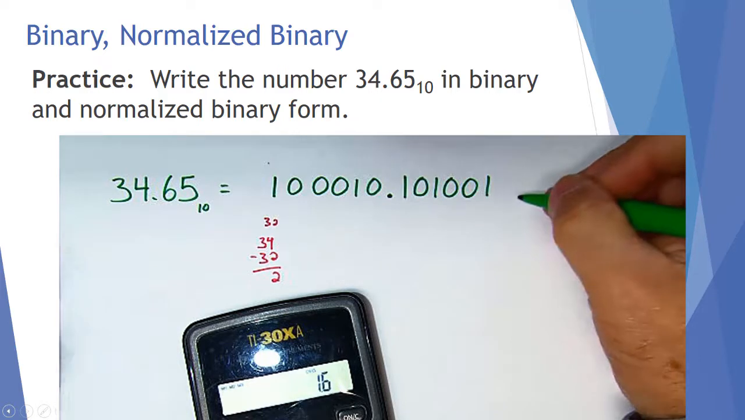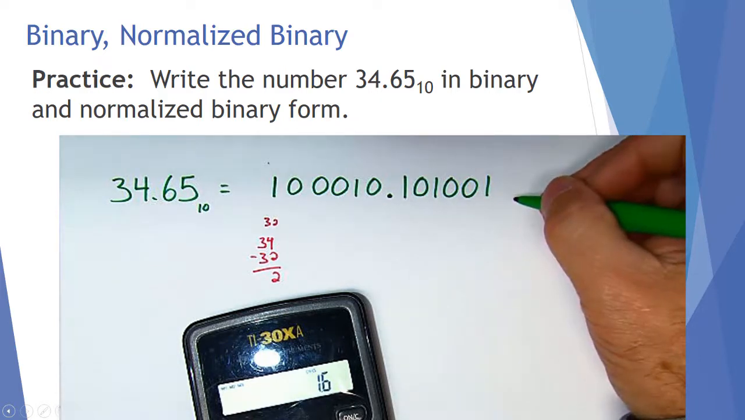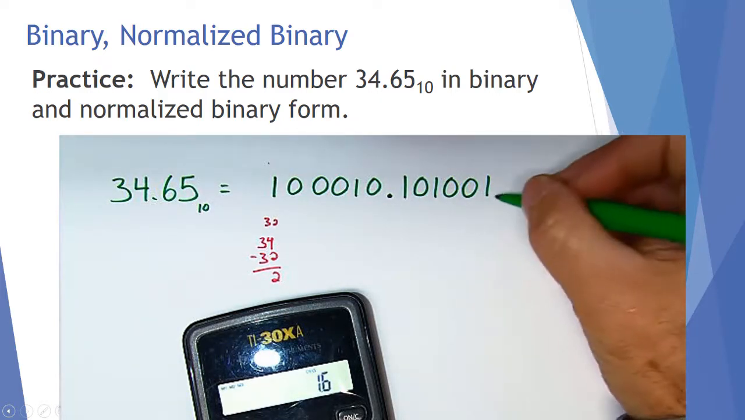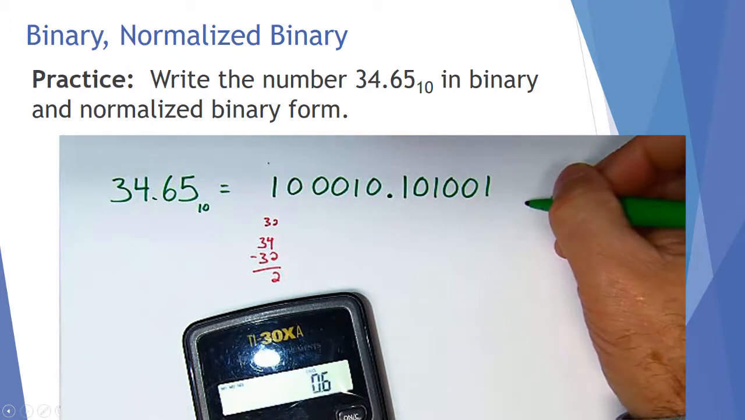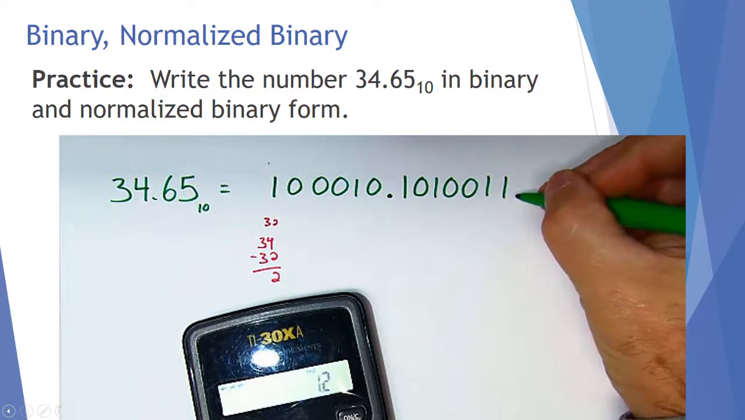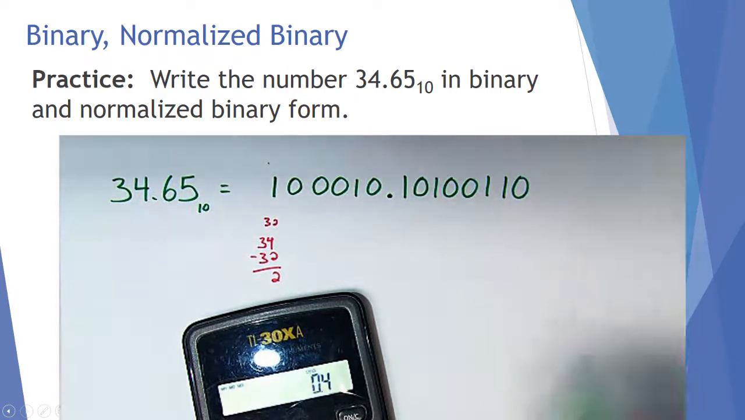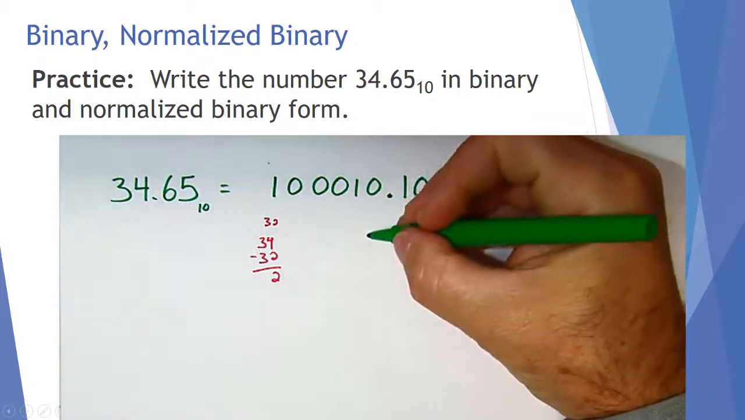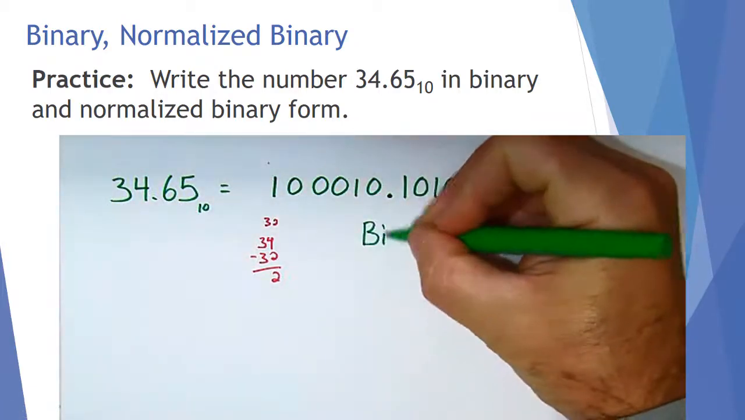Now you might say, well, how far do we go? We're going to answer that question in just a minute, but for right now we'll go 8 places. Subtract off that 1, times 2, we get another 1. Subtract off that 1, times 2, and we get a 0. That's good enough for now. Okay, by doing that, we've put this in binary form.